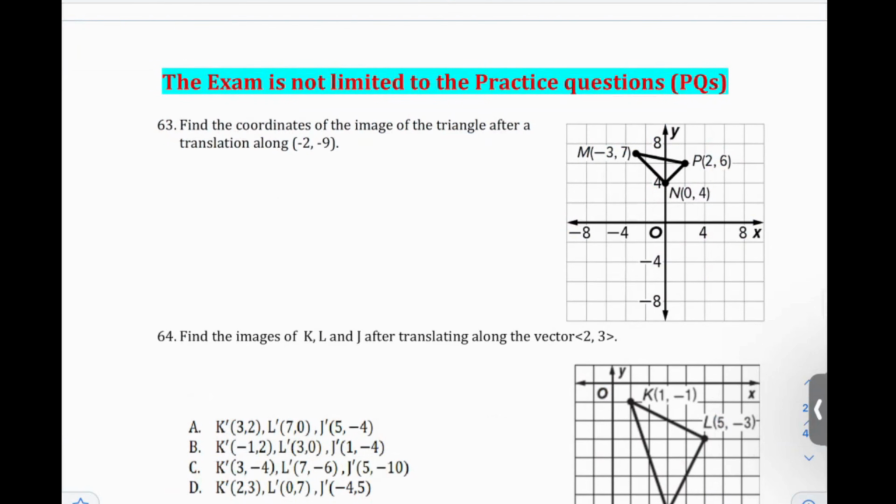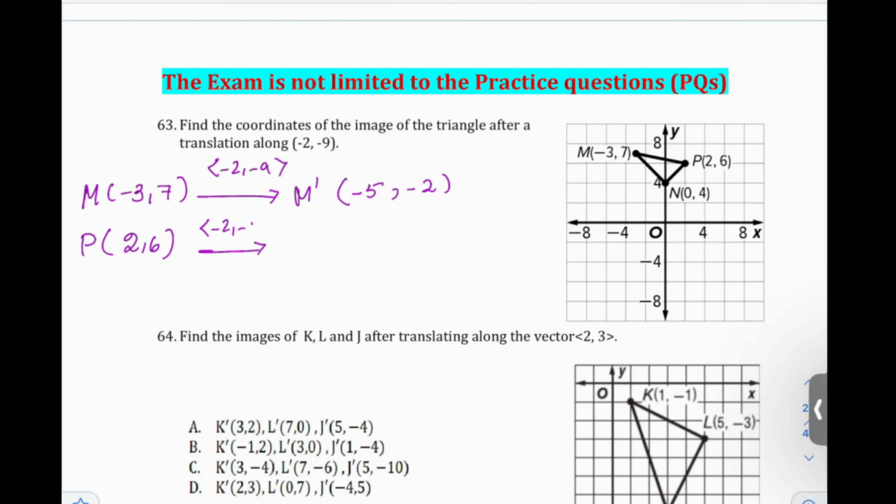Find the coordinates of the image of the triangle after translation across -2 and -9. Okay, so we will start by listing the coordinates that we have. So originally we have M is -3 and 7. We will apply the vector. So M prime will be adding -3 plus -2 is -5. 7 plus -9 is -2. Then we have P. P originally is 2 and 6.